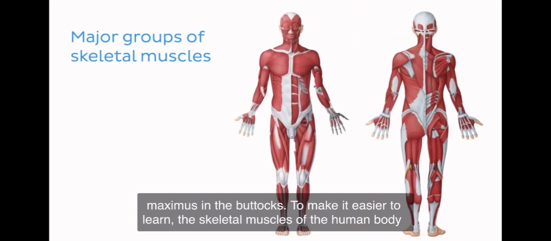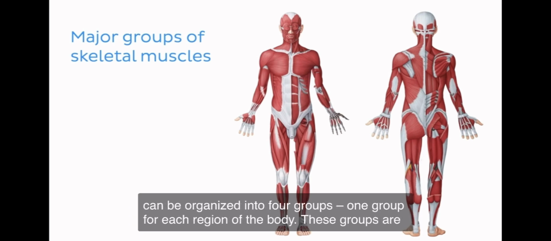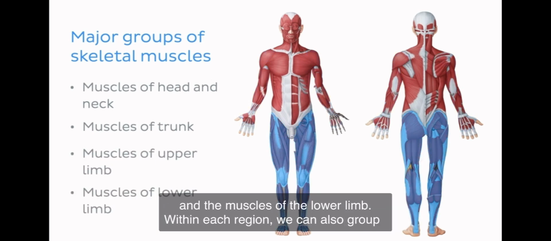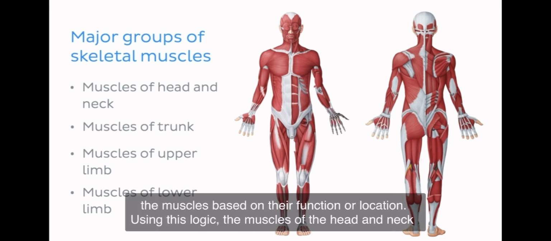To make it easier to learn, the skeletal muscles of the human body can be organized into 4 groups, one group for each region of the body. These groups are the muscles of the head and neck, the muscles of the trunk, the muscles of the upper limb, and the muscles of the lower limb. Within each region, we can also group the muscles based on their function or location.